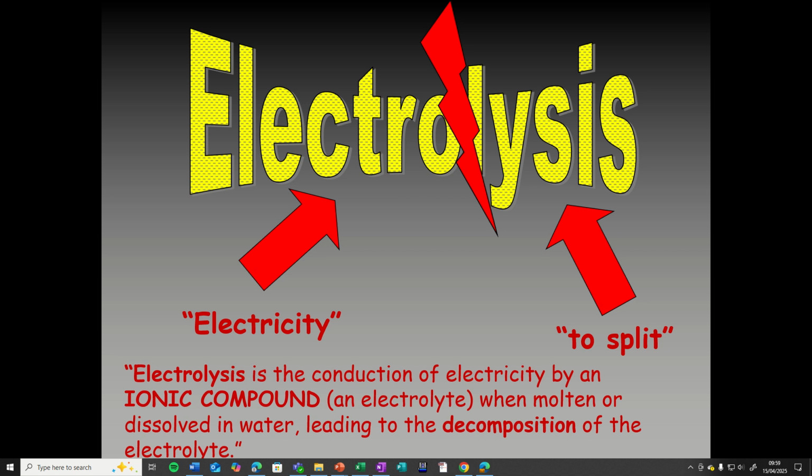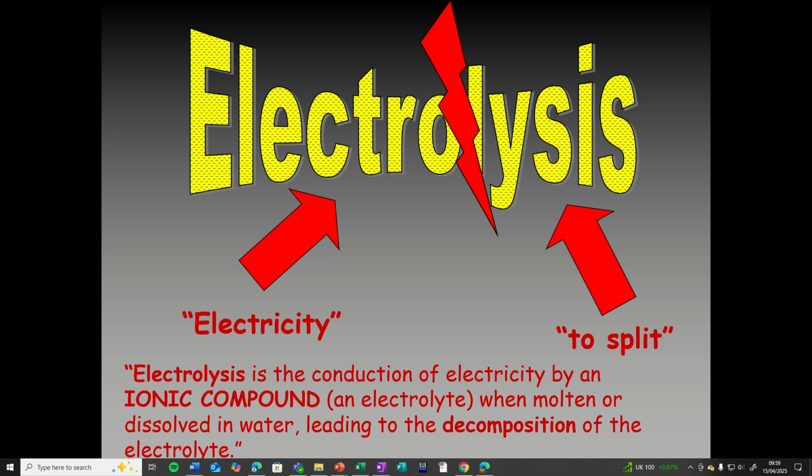So the definition, electrolysis is the conduction of electricity by an ionic compound. Note this only works for ionic compounds. That ionic compound in this particular instance is known as the electrolyte, and that electrolyte has to be molten or dissolved in water. Okay, and that leads to the decomposition of the electrolyte. In other words, the decomposition of the ionic compound. And it very nicely decomposes into its elements as far as we're concerned anyway.